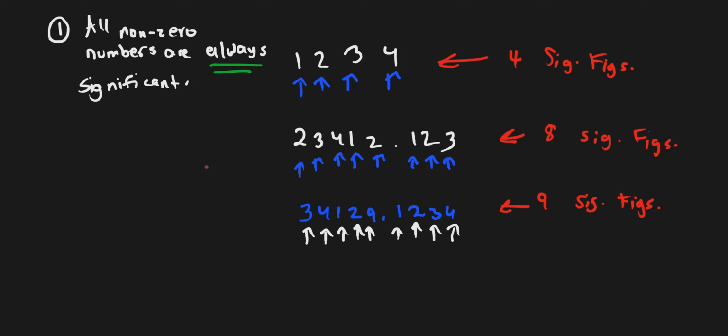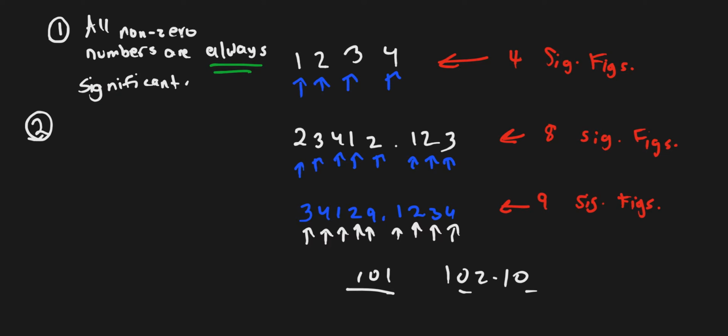But this is just for non-zero numbers. What if we have a 0? Let's say we had 101. Would this be significant? Would 102.10, would these zeros be significant? I don't know. Well, we'll look at that. So let's look at the second rule.